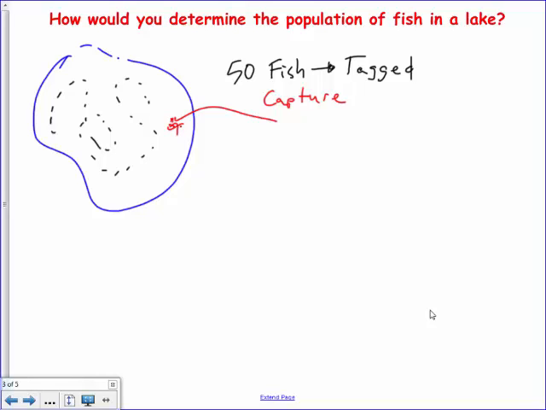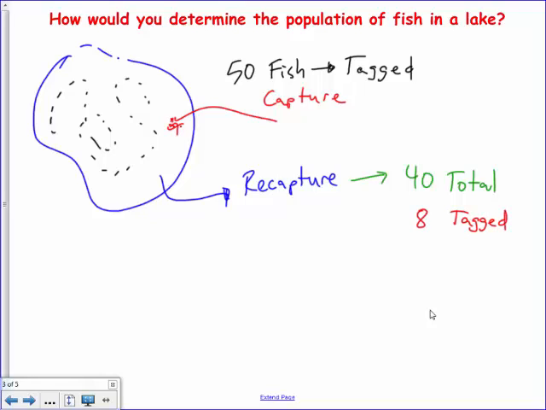And then we go ahead and we recapture some fish. And we realize, let's just pretend we snagged 40 total fish. Out of the 40 total fish, 8 of them were tagged. So 32 were not tagged. Could I solve for how many fish we could estimate are in the lake? Sure, we could set up a proportion.